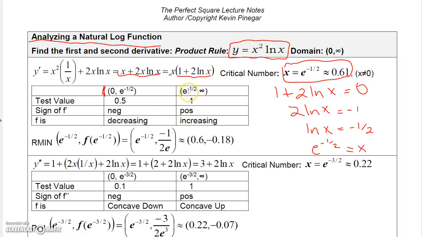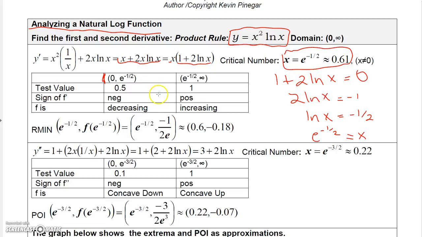Now if you go to the right, plug 1 in up here, you're going to get a positive here and a positive in here. So the product's going to be positive. So since the derivative is positive, the function is increasing. And since the function is decreasing to the left of e to the negative 1/2 and increasing to the right, then e to the negative 1/2 must be giving you a minimum.